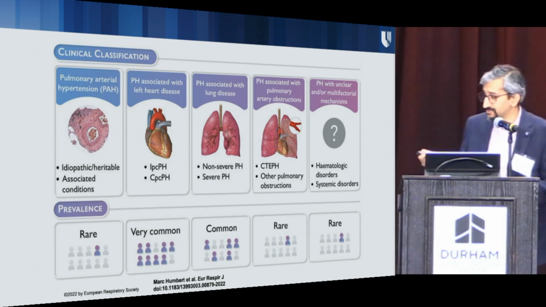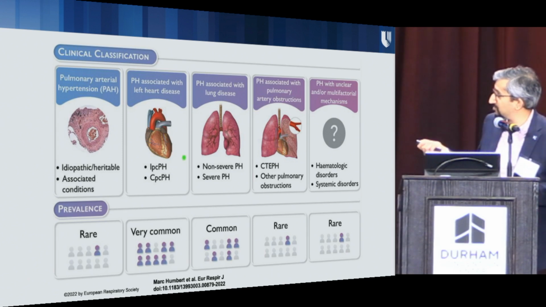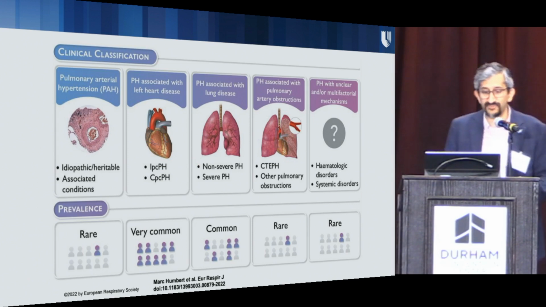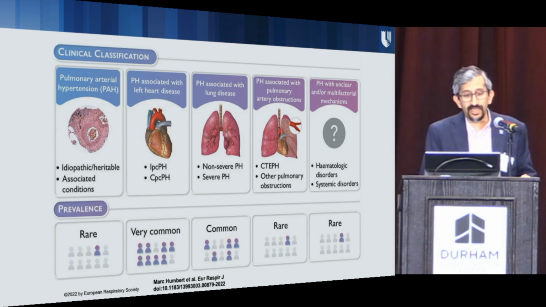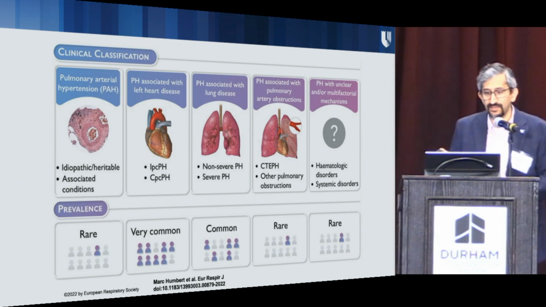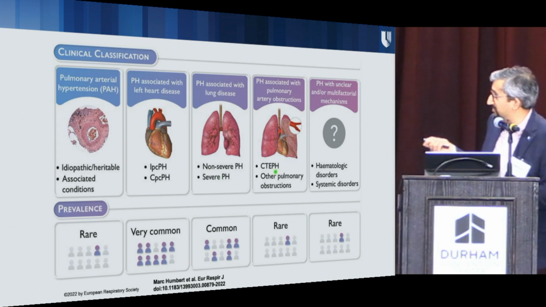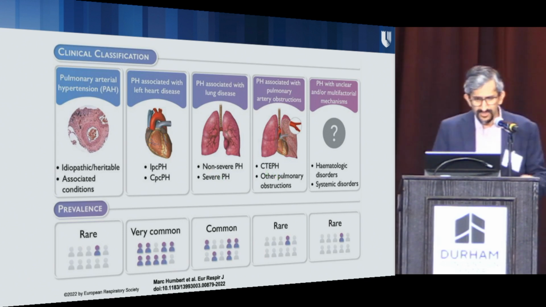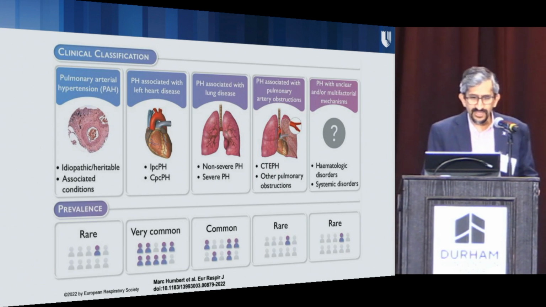Next most common is PH due to chronic lung disease, group 3 PH. This could be non-severe or severe PH. And now we have treatments that actually improve exertional capacity in that disease. Group 4 is PH due to PA obstructions, most commonly chronic thromboembolic PH. And there are going to be some talks about that later today. And we have special treatments for that compared to the other forms of PH.